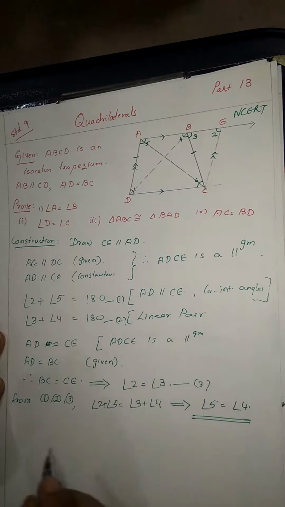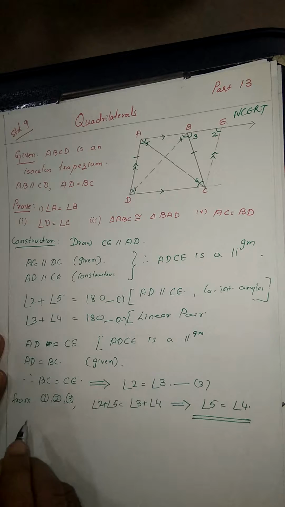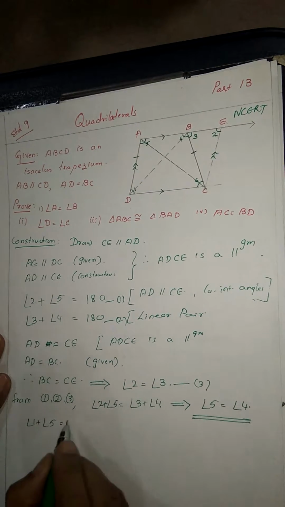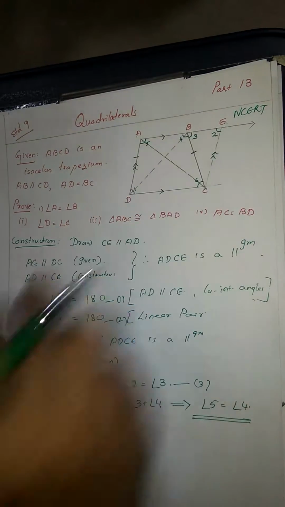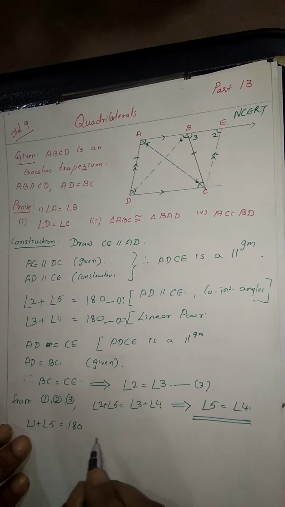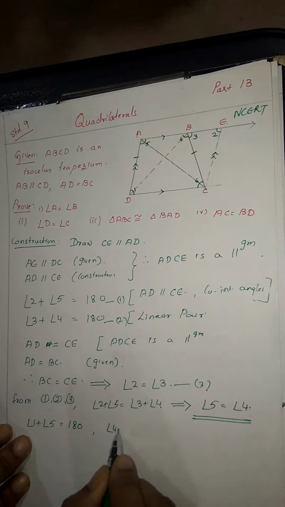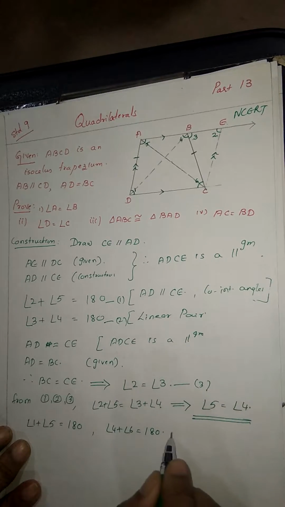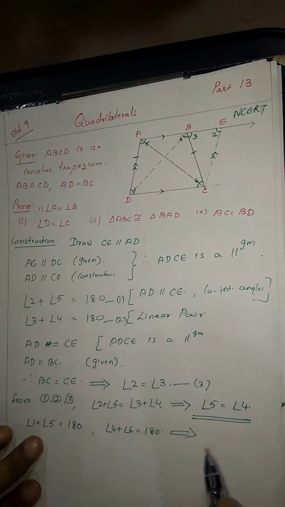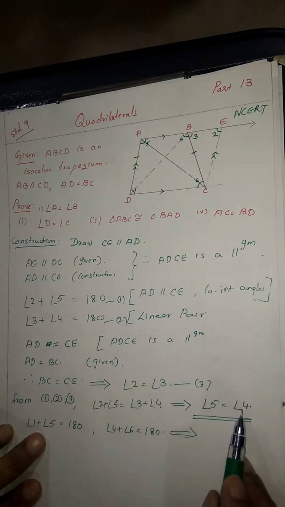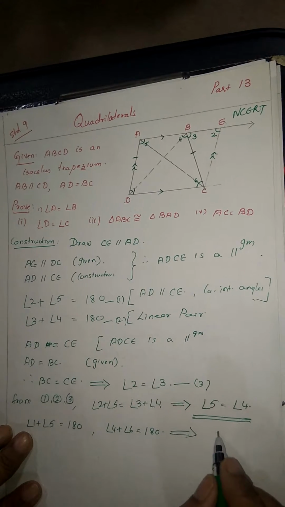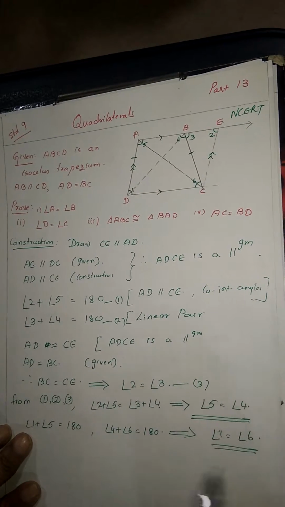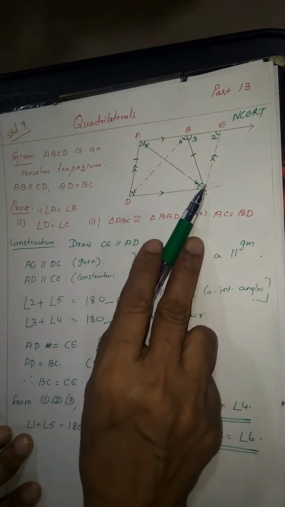Now similarly we can write angle 1 plus angle 5 is equal to 180 because AB and CD are parallel, and angle 4 plus angle 6 is equal to 180. So from this, we know angle 5 is equal to angle 4. From that you will get angle 1 is equal to angle 6. So we have proved angle D is equal to angle C.